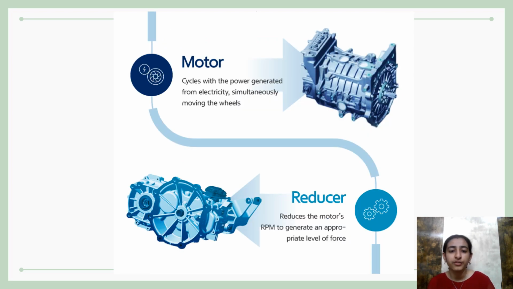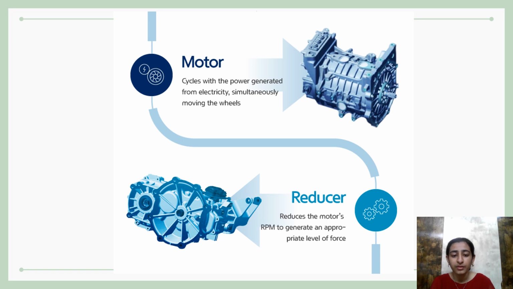So here we have the motor. The motor converts electrical energy into kinetic energy that moves the wheels. The advantage of using the motor instead of engine is numerous. Firstly, the noise and the vibration we typically associate with cars are minimized.